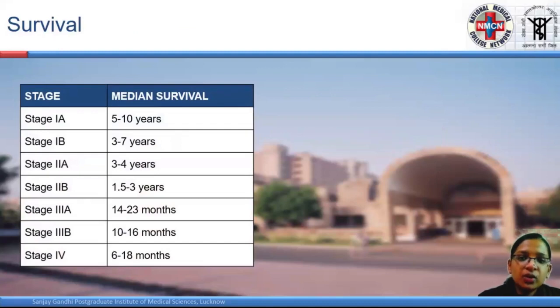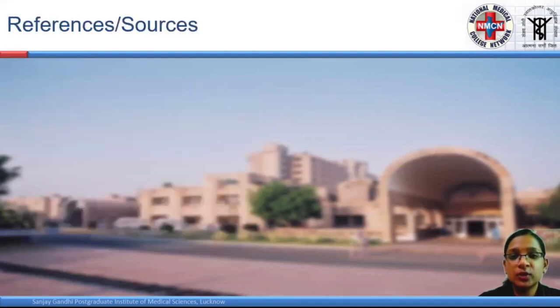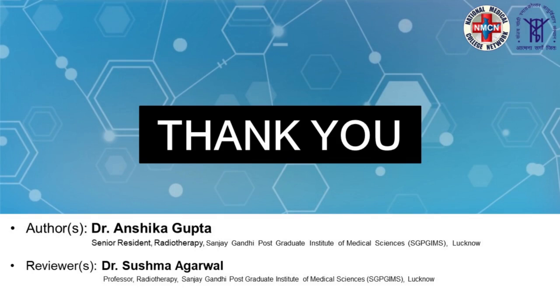If we look at overall survival in non-small cell carcinomas stage-wise: in stage 1A it is around 5 to 10 years, 1B 3 to 7 years, stage 2A is around 3 years, and 2B is 1.5 to 3 years. Stage 3A is around 14 to 33 months, 3B is 10 to 16 months, and stage 4 constitutes around 6 to 8 months. Thank you.